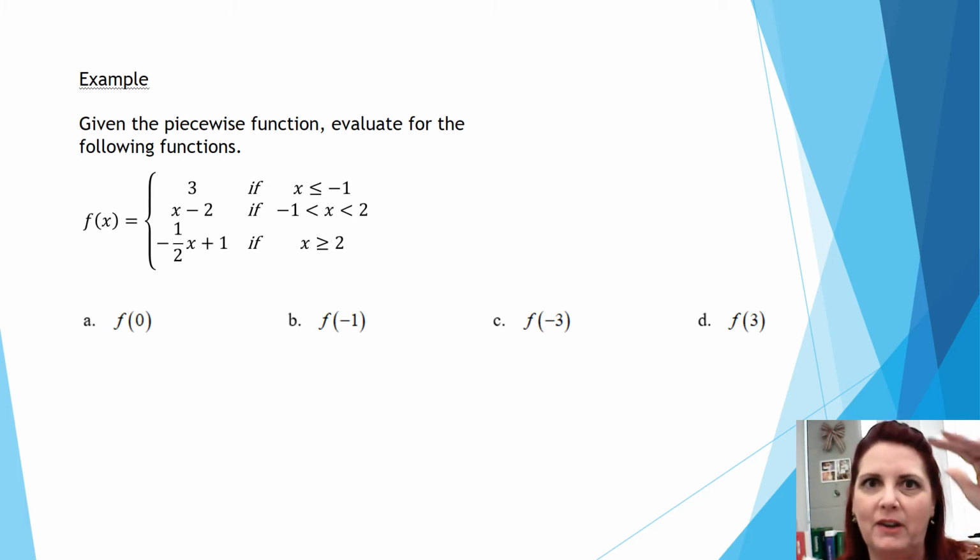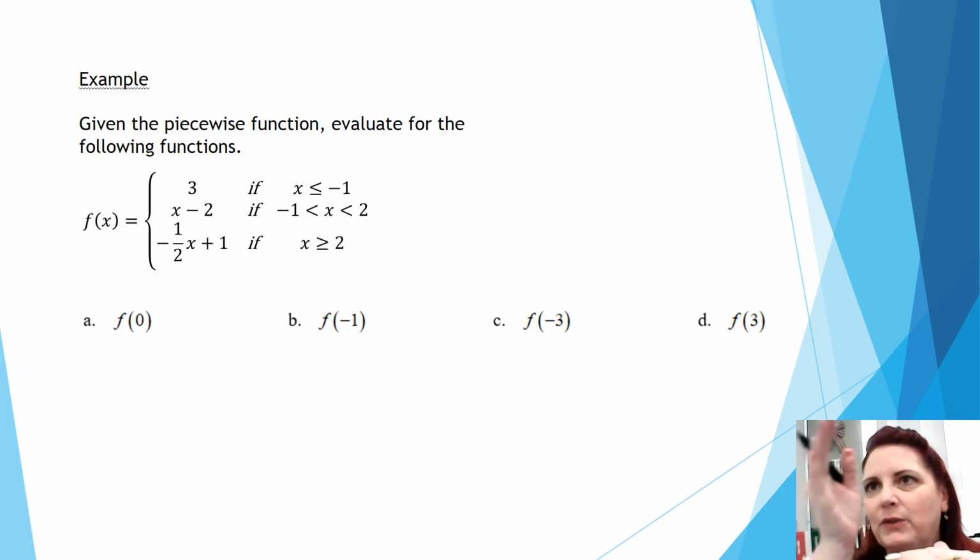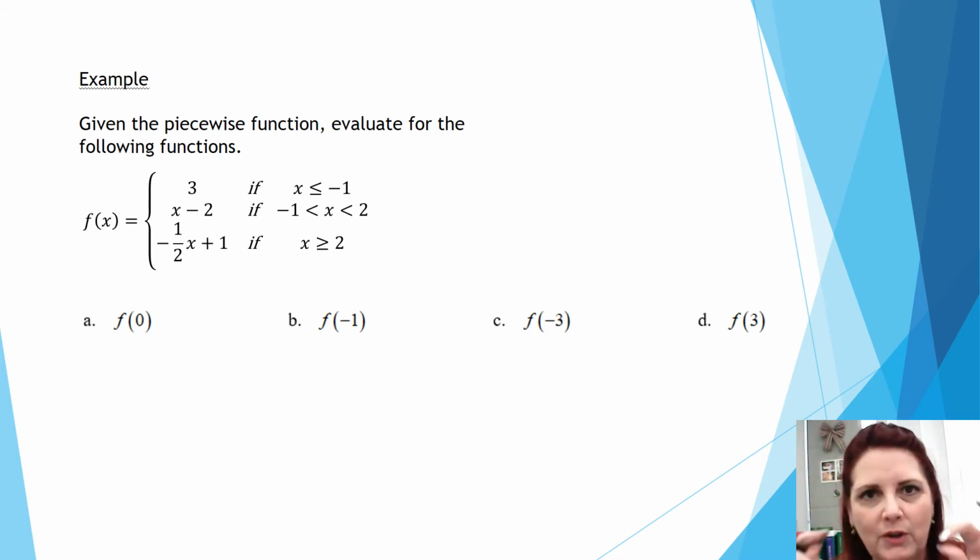I know it looks complicated. You got 3 lines there. It has different parts to it. It's this if that, this if that. But really, you're going to look at each piece very, very carefully, or just one piece at a time. So let's start with example 1.